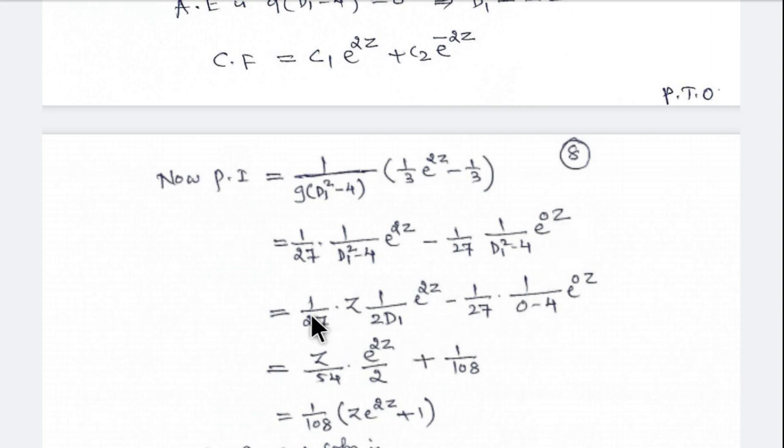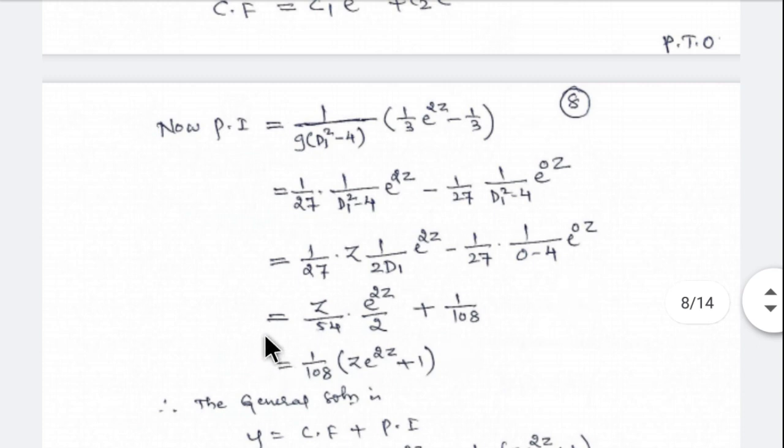Here 1 by 27 into, if you substitute D1² as 2 squared, 4 minus 4 becomes 0. So you have to multiply by z, then differentiate with respect to D1. So you get 1 by 2D1 operating on e^(2z), minus 1 by 27. Here the denominator cannot become 0, so substitute D1 equal to 0: 0 minus 4 into e^(0z). After simplifying, 27 into 2 is 54, z by 54 into the integration.